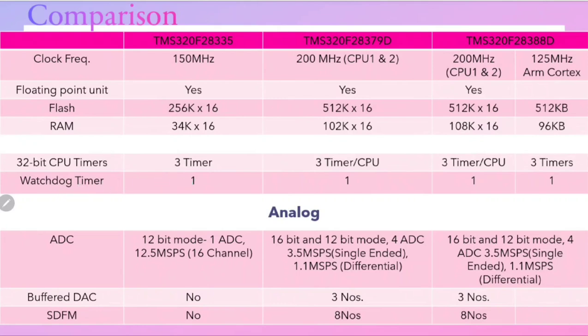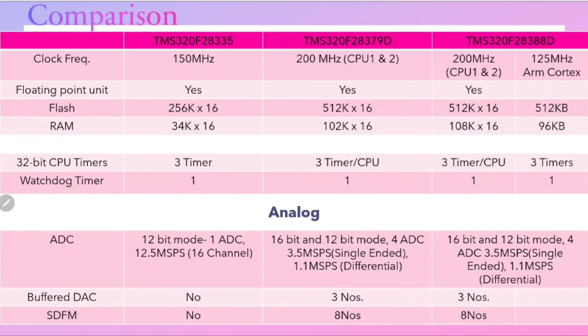Now let's look into the analog features. When it comes to analog performance, the F28335 gives the 12-bit mode, and it has 1 ADC with 16 channels. And the sampling speed is 12.5 megasamples per second.